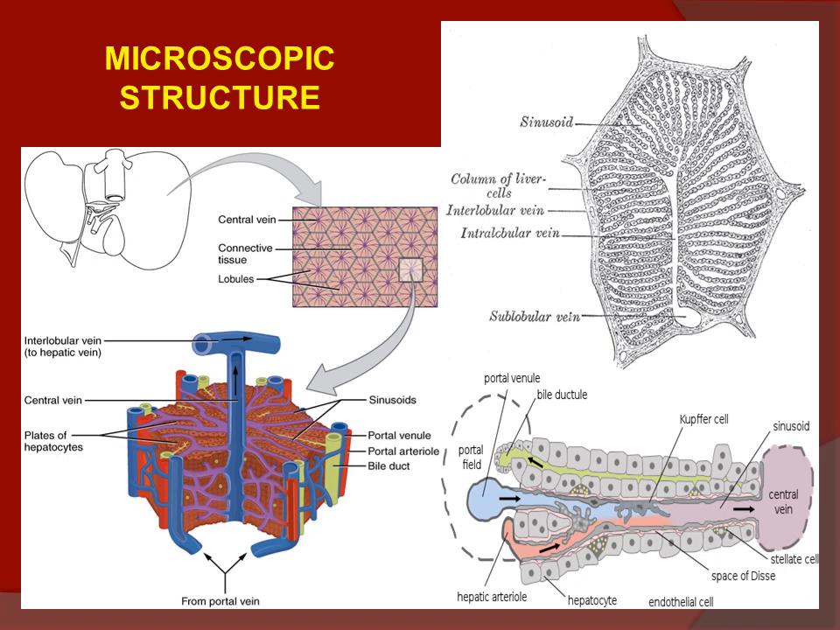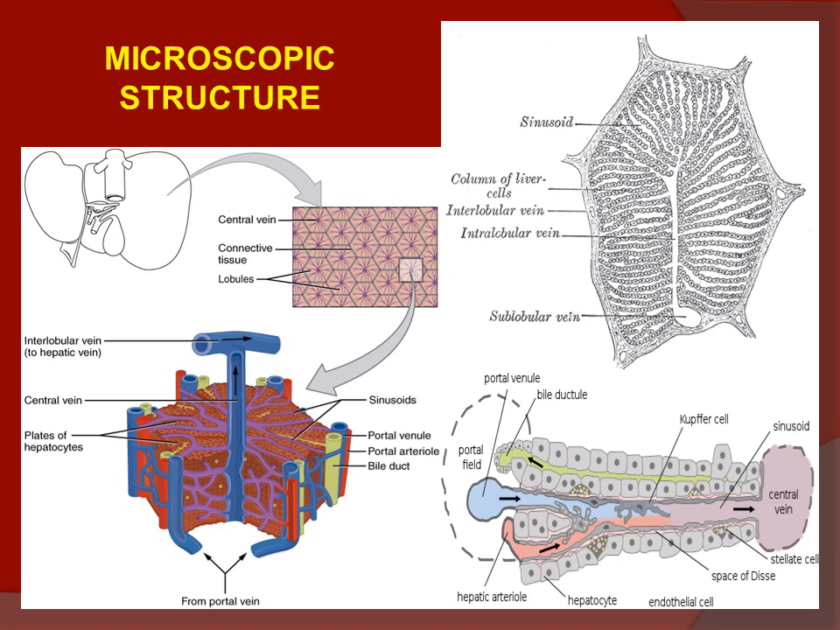A distinctive component of the lobule is the portal triad. It is located in the corner. The so-called portal triad actually consists of five structures: a branch of the hepatic artery, a branch of the portal vein, and the bile duct, as well as the lymphatic vessels and a branch of the vagus nerve.